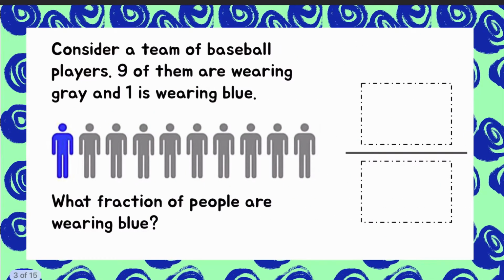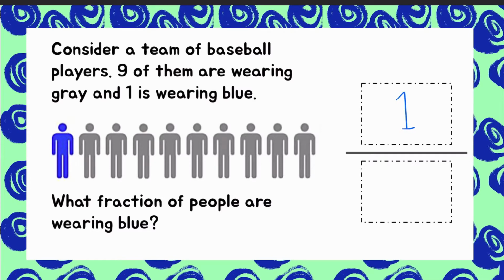Okay, let's look at this group of people. So consider a team of baseball players. 9 of them are wearing gray and 1 is wearing blue. What fraction of people are wearing blue? So the correct way to represent this would be to put the number of people wearing blue on the top, which is just 1, and then the total number of people on the bottom.